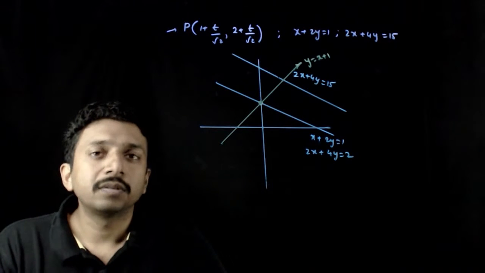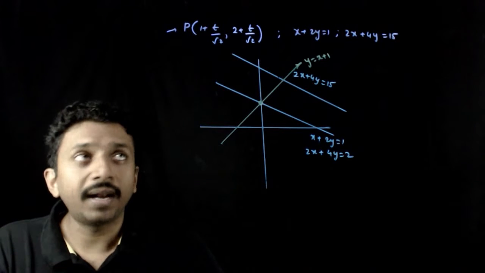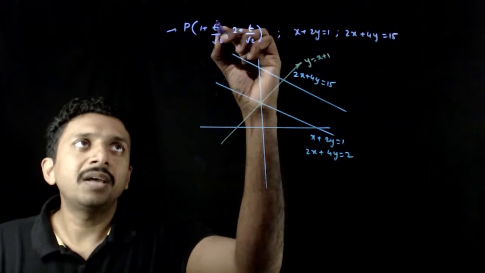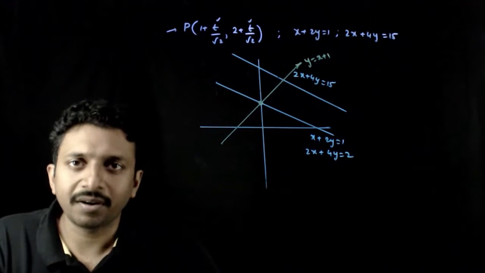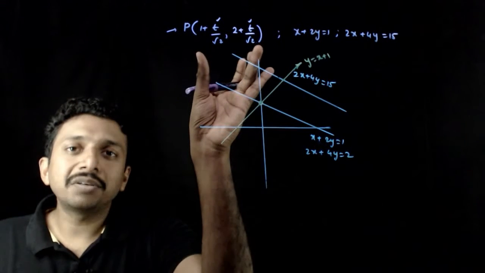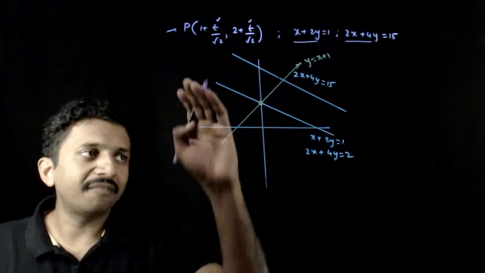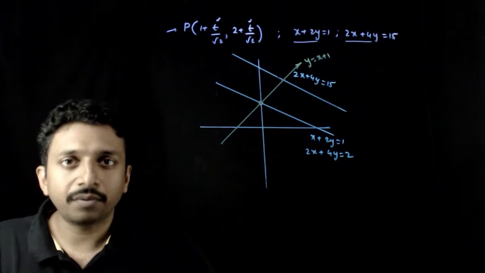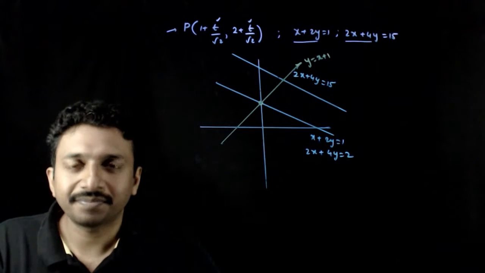So welcome students. In this question, you are given a point P of the form (1 + t/√2, 2 + t/√2). So this is a parametric point, that is, as t changes this point changes, as t changes this point moves on a particular curve. And the question is, for what values of t will this point lie between these two parallel lines? So if you have the lines x + 2y = 1 and 2x + 4y = 15, for what values of t will this point lie between these parallel lines?